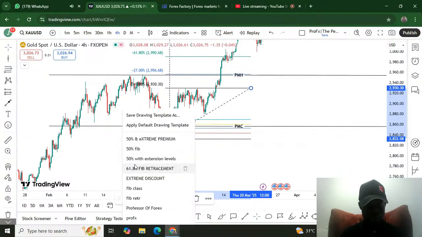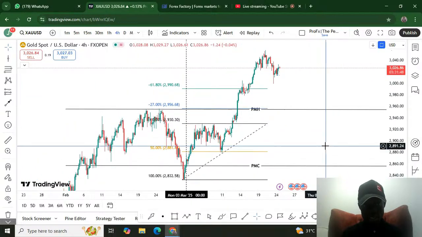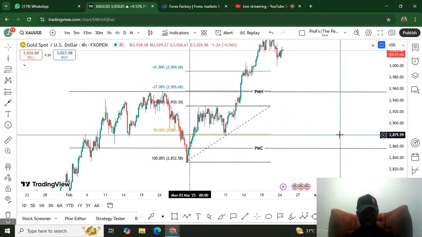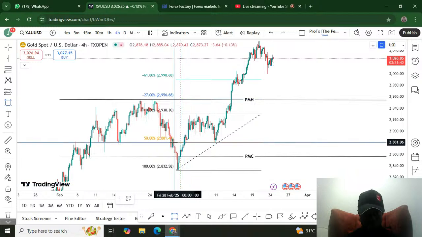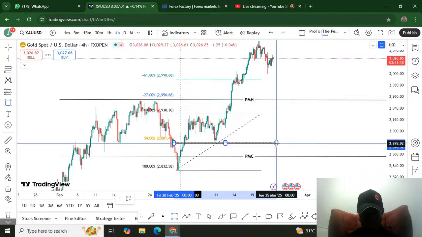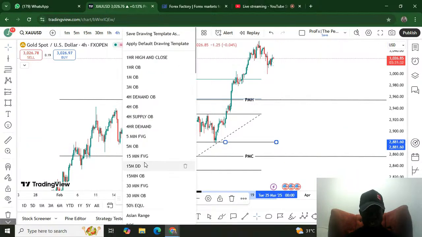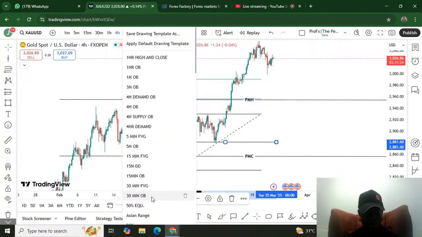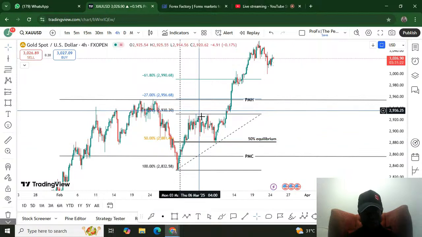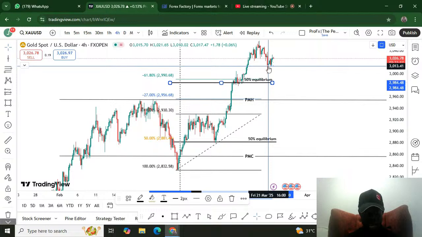The pullback was 50%. Can you see the precision? Can I say that this is not just a random pullback? Can you see? It is not a random pullback. It pulled back to exactly 50%. Okay, then it pushed to the extension and it started what? Taking profits. So this is equilibrium. Can you see? This pullback to continue into the extension is at the equilibrium, and we took profits at the extension.